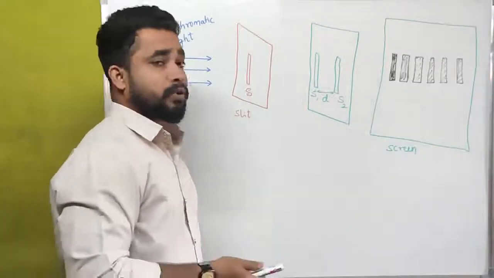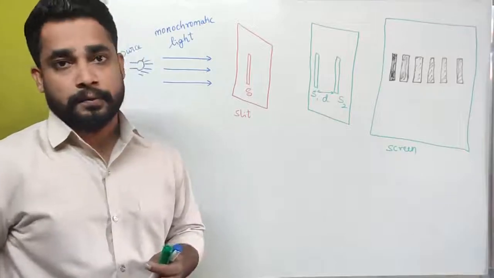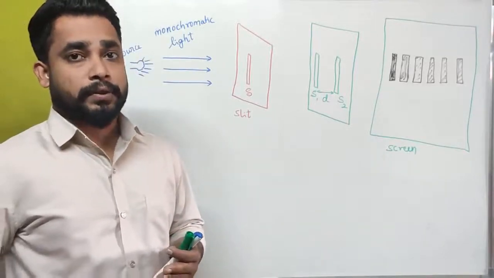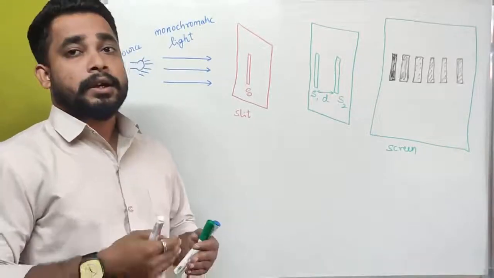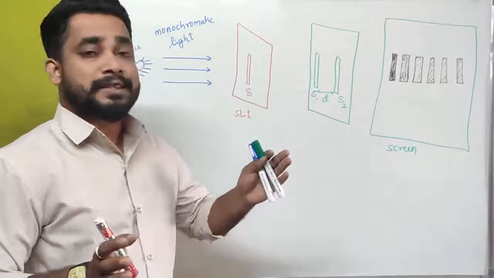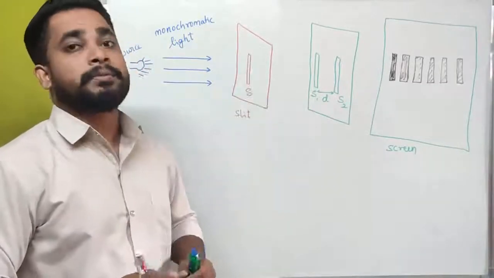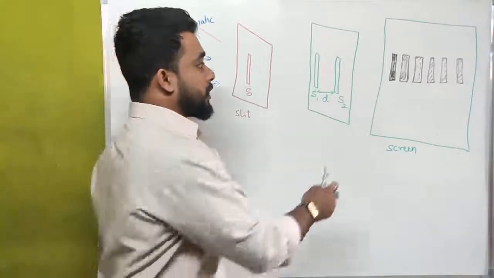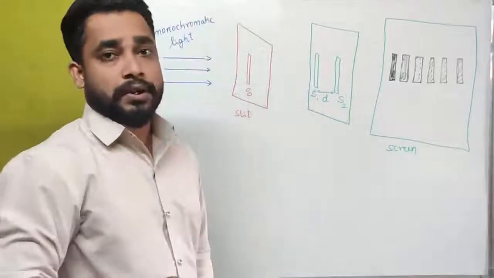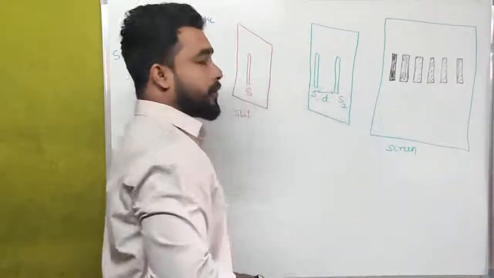How are dark fringes obtained? Because crest of one wave falls on a trough of another wave, or trough of one wave falls on a crest of another wave. Then only we are getting intensity minimum. The displacement of the waves is subtracted. Then what we will get is intensity minimum. That is nothing but dark fringes. Here we have dark fringes due to the concept of destructive interference, and bright fringes due to the concept of constructive interference.